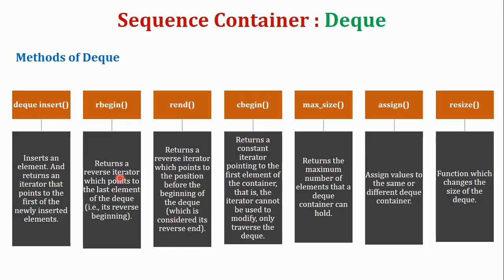And next one is reverse end, rend. It will return the reverse iterator which points to the position before the beginning of the DQ. And next one is cbegin, that is constant begin. It will return the constant iterator which points to the first element of the container. That is, the iterator cannot be used to modify, only to traverse the DQ.